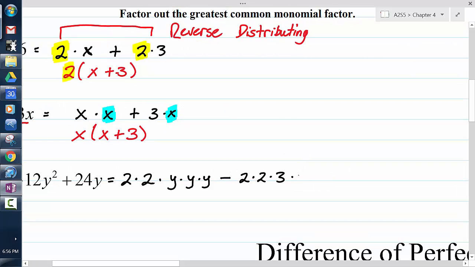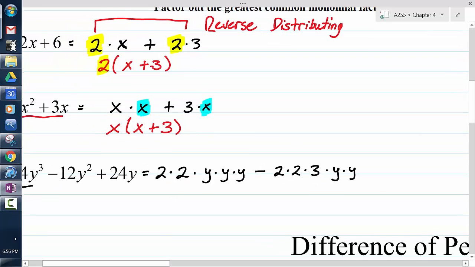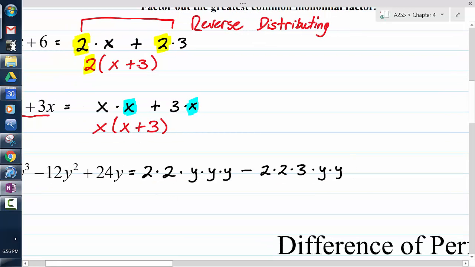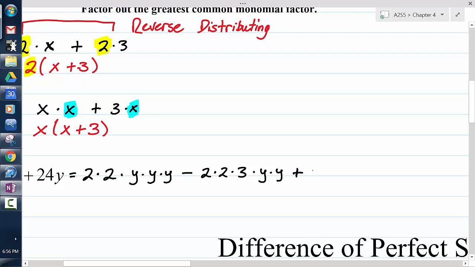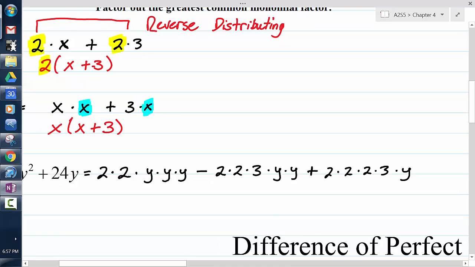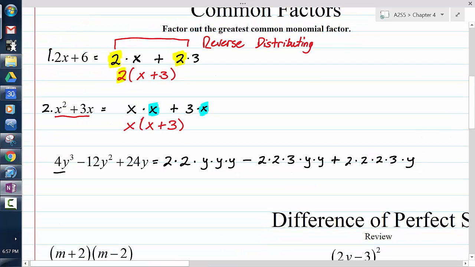times y, since there's y squared there, right? And there's a plus here. If I break down the 24y, that breaks down into 2 times 2 times 2 times 3 times y. So understand how it broke down each one of those.